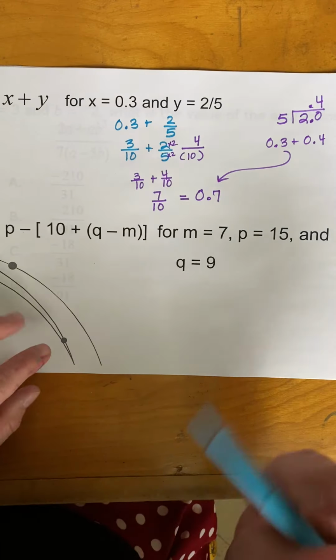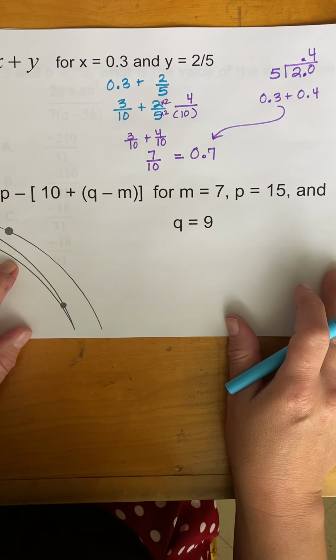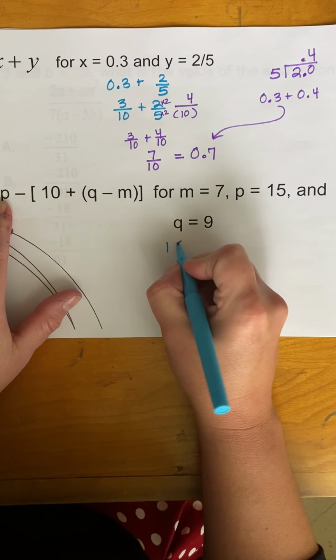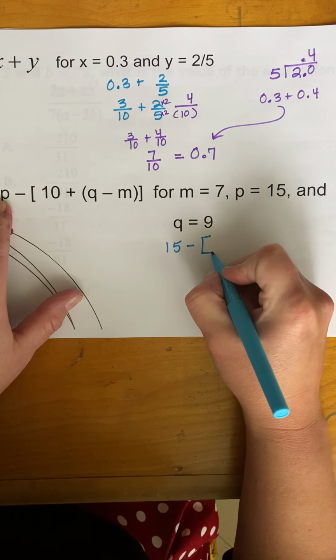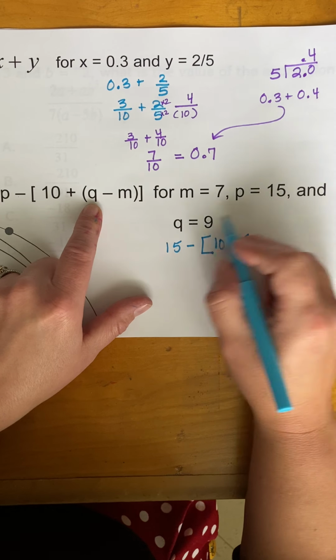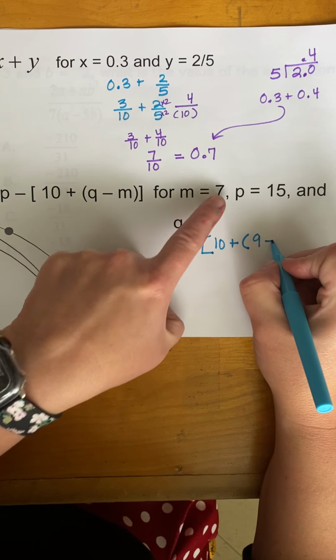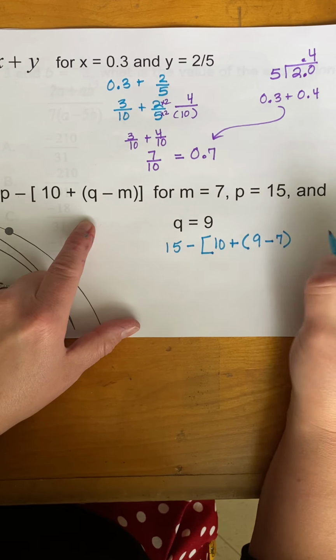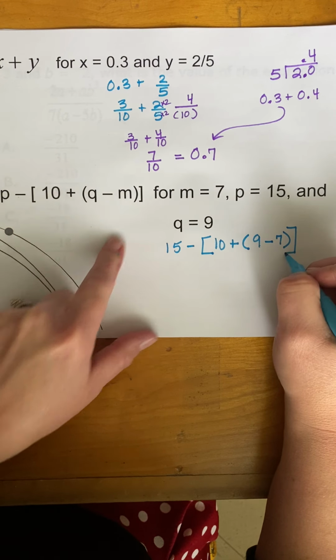All right, let's look at another one. For P, I'm going to plug in 15 minus, and then a bracket, 10 plus parenthesis Q, which is 9, minus M, which is 7. And then we have another bracket.